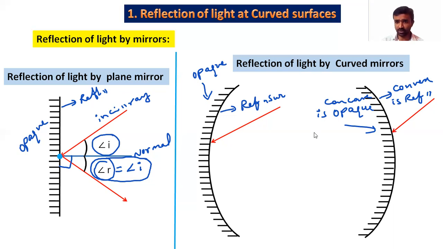Is the law applicable or not? If it is applicable, where do we have to draw the normal? How to draw the normal? Because it is a curved surface, right? Simply, if I draw a normal, will it be 90 degrees with the curved surface? If I draw a normal to the curved surface, will it give you a 90 degrees angle with the curved surface or not?